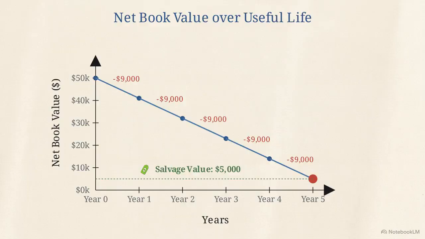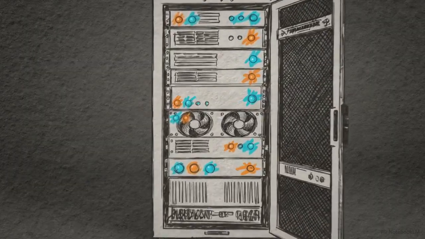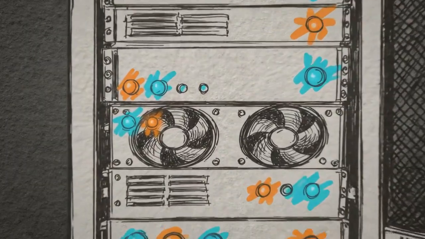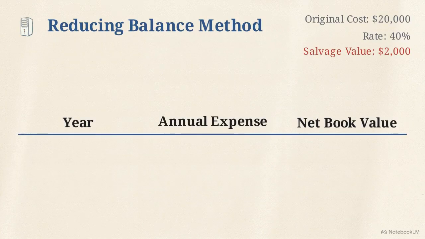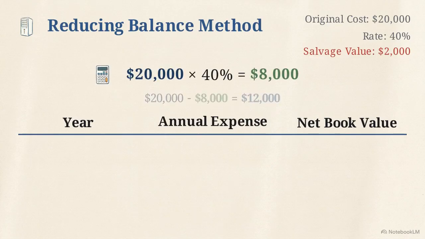For assets like technology that lose a majority of their value early in their lifespan, we use the reducing balance method. Look at this ledger. We are calculating the year 1 expense for a $20,000 server farm with a 40% depreciation rate. 40% of $20,000 is $8,000. The net book value drops to $12,000.